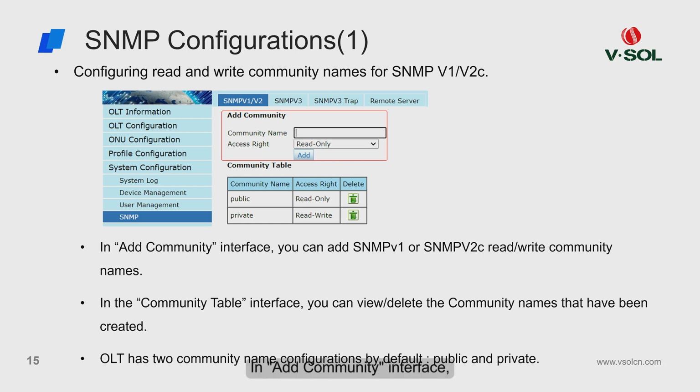In the Add Community interface, you can add SNMPv1 or SNMPv2c read or write community names. In the Community Table interface, you can view or delete the community names that have been created.